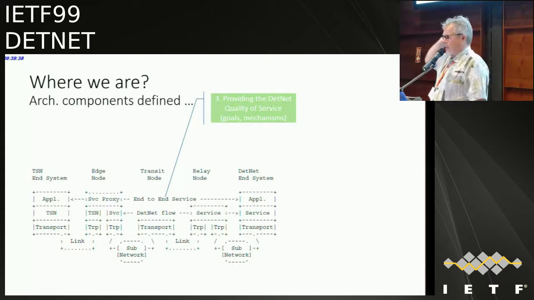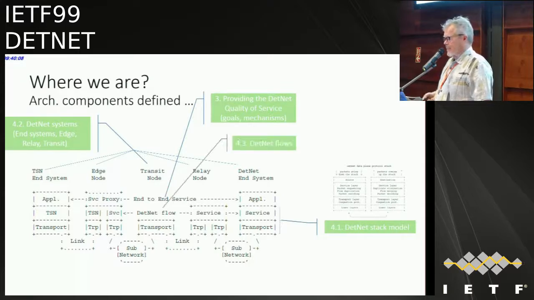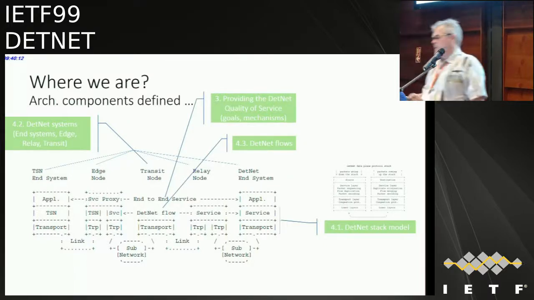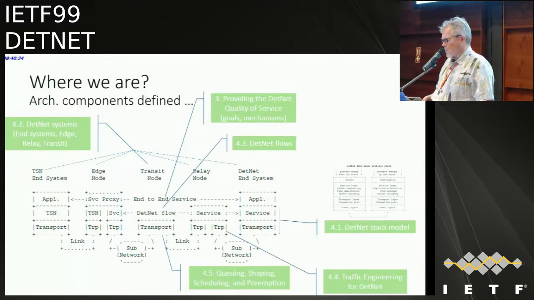So how far have we gotten on that? We have a section in the architecture, section 3, for provisioning the quality of service. We have a section for the stack model for what the organization of the functions are in the end station. We have the description of all of the pieces, all of the boxes that are part of the system. We have the description of the flows, what they look like. We have how we manage to do the traffic engineering to get the quality of service. We have the queuing, shaping, and preemption. We have the low-level mechanisms that we need to actually deliver the service that we're trying to get, and those low-level mechanisms are important.